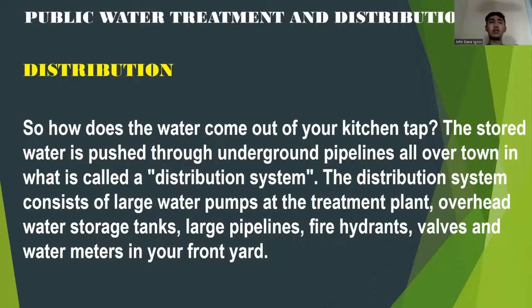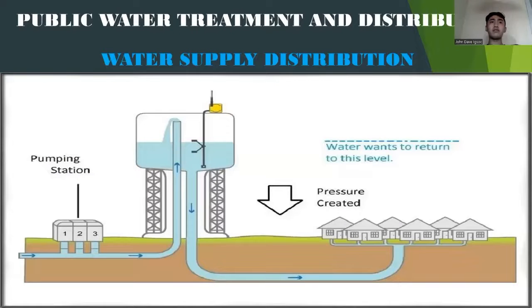The distribution system consists of large water pumps at the treatment plants, overhead water storage tanks, large pipelines, fire hydrants, valves, and water meters in your front yard. As we can see, it is the water distribution.